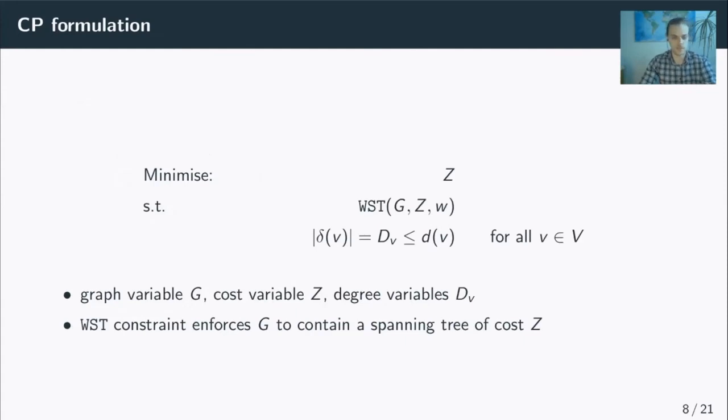The nice thing is, this problem is easily modeled in a CP way. So you have a cost variable z which you want to minimize, and a graph variable g and degree variables d. You use the weighted spanning tree constraint to enforce g to contain a spanning tree of cost z, and then you simply add the degree upper bounds by setting the degree variables d to the actual current vertex degrees in your graph, and then you upper bound them by your given upper bounds.